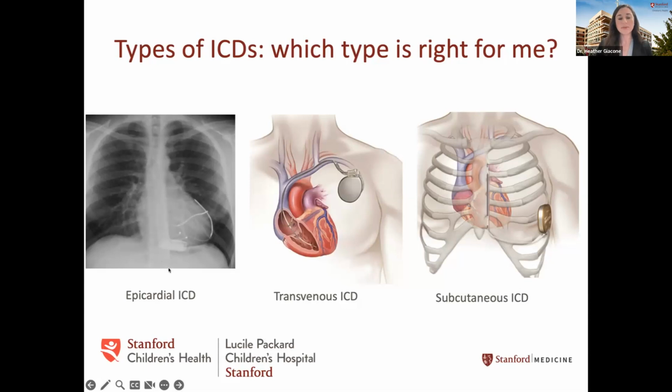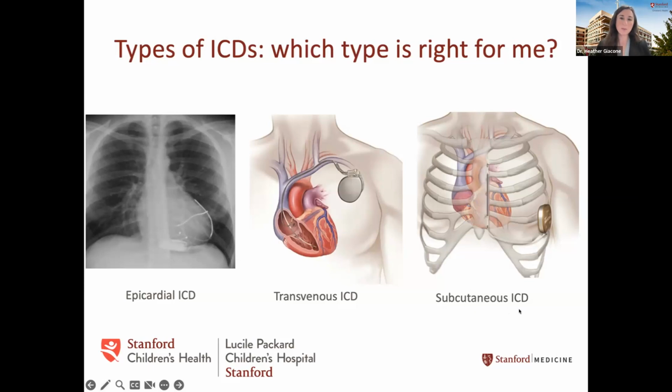And so this type of ICD does require what we call a sternotomy, or going through the sternum, or the bone on the front of the chest. And so this is done by our surgical teams with assistance from us. Transvenous ICD is one that's commonly used in adults. So we have our generator here, like we chatted about. It goes through the veins and sits within the heart itself.